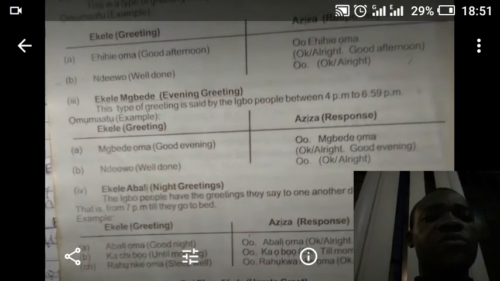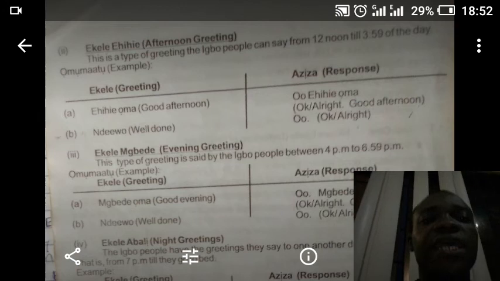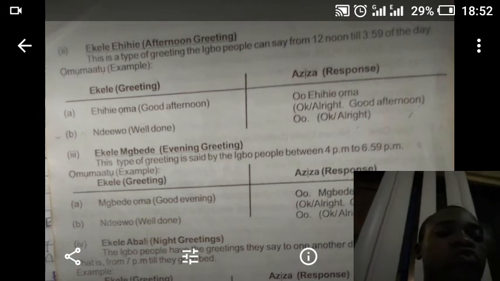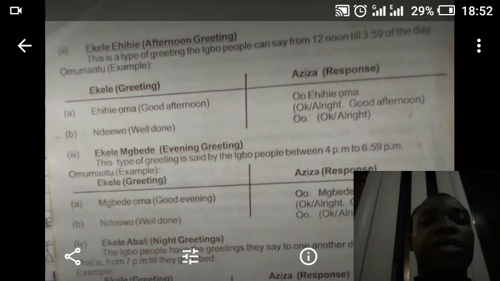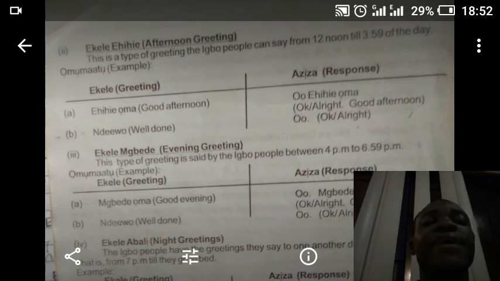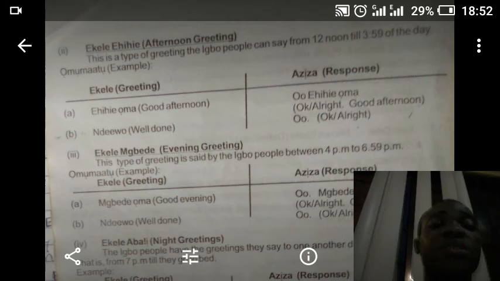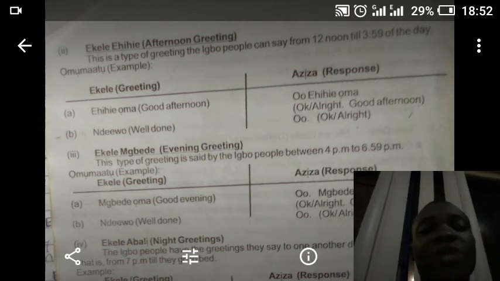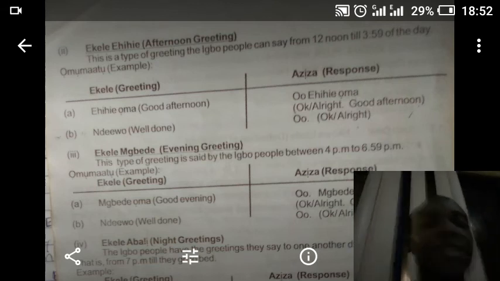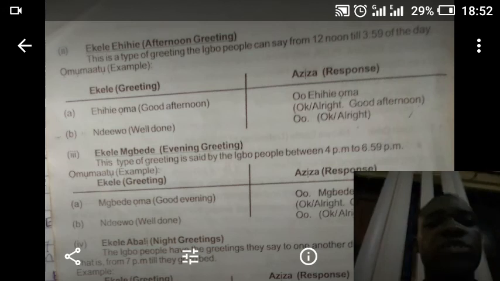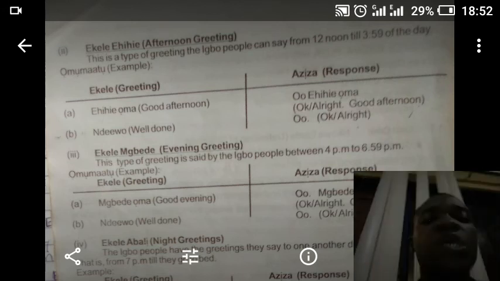Okay, let's move further. We'll look at ekele ehihie, that is the afternoon greetings that we Igbo people do, how we respond and how we say good afternoon to somebody. So number one, let's look at ekele there, you see greeting, and you see response. When you see an Igbo person in the afternoon, you can tell the person ehihie oma.